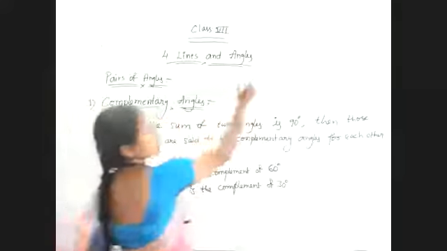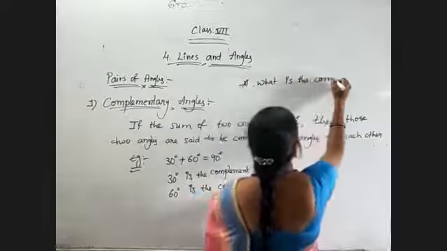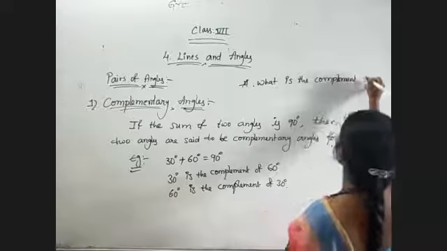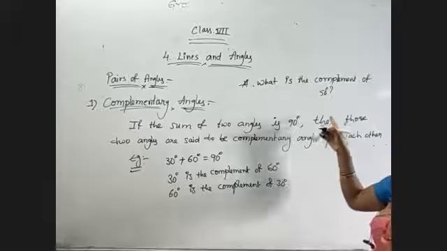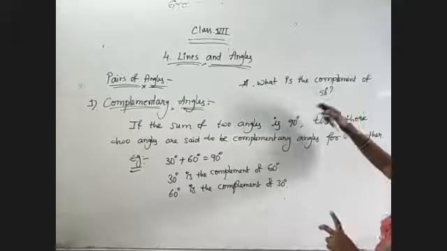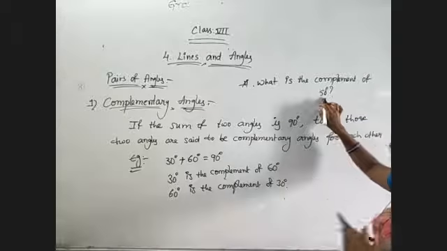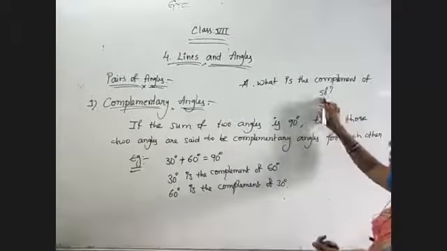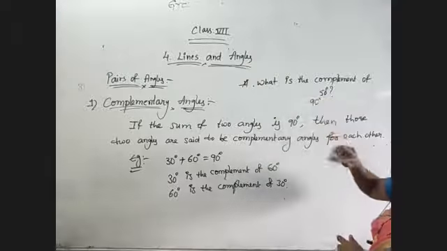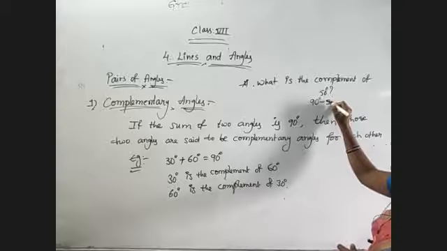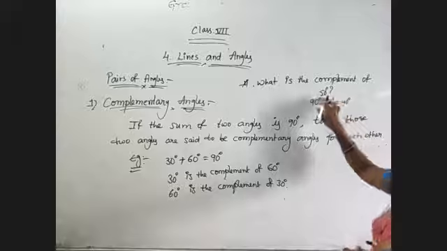For suppose my question is, what is the complement of 50 degrees? Complement means the sum of those two angles must be equal to 90. So I have 50, and how much do I need to add to get 90? That is 50 plus 40. That is how we get the sum of those two angles as 90 degrees. One of the angles given is 50 degrees, so 90 minus 50 is equal to 40 degrees, which is the required complement of 50.